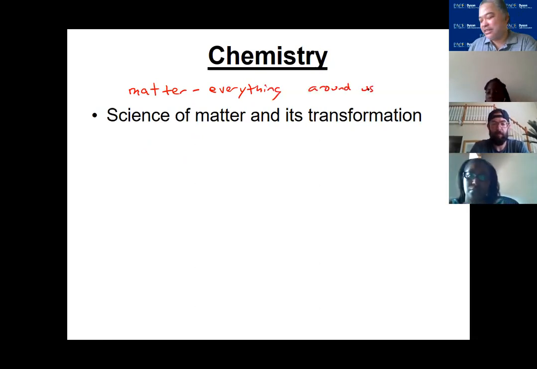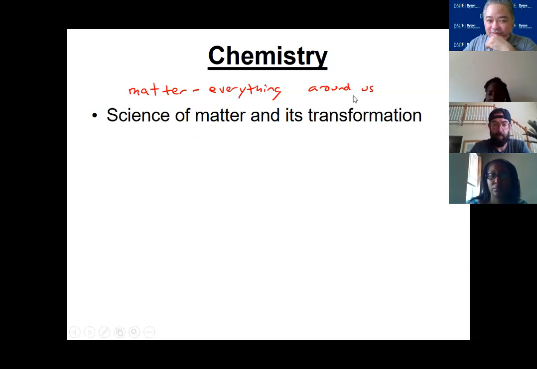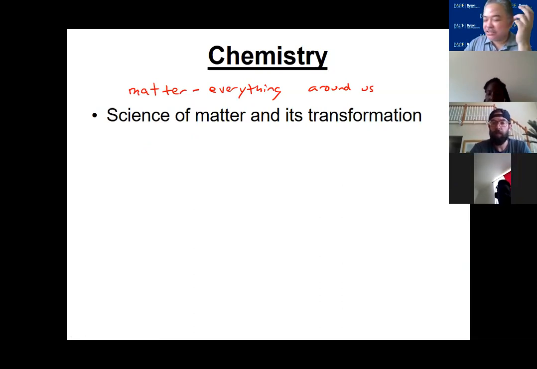Matter, as they said, is anything that has mass and occupies space. If you look around us, almost all of them have mass and occupy space. So we could say matter is everything around us, or the stuff that is around us. So chemistry is the science of matter and its physical transformation.